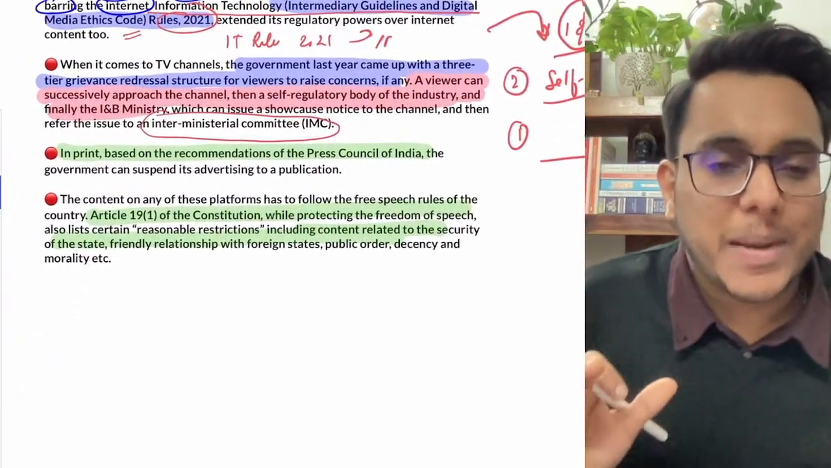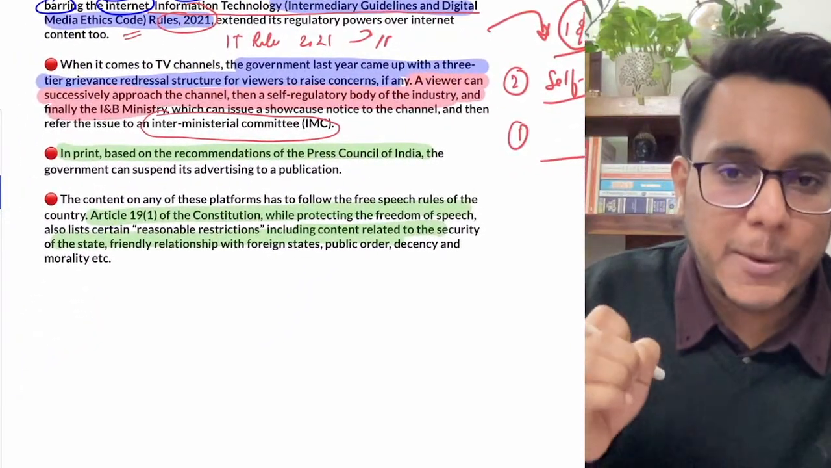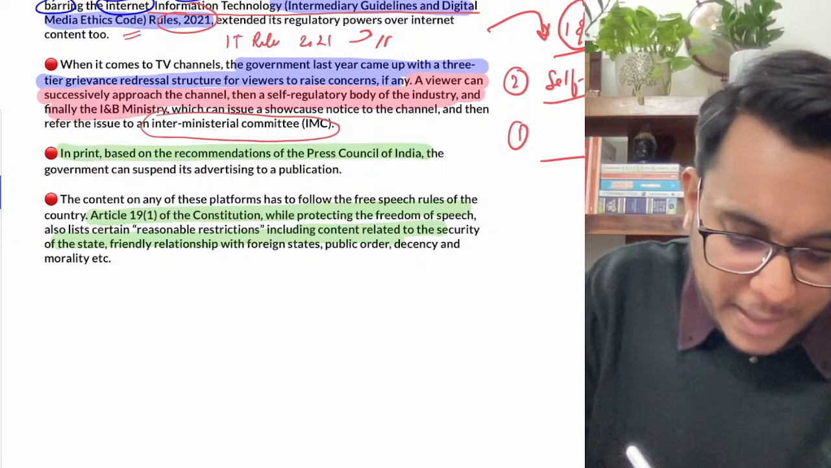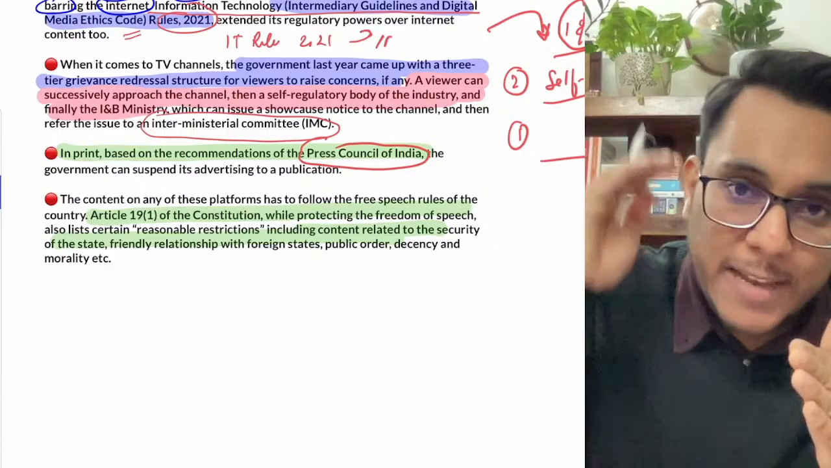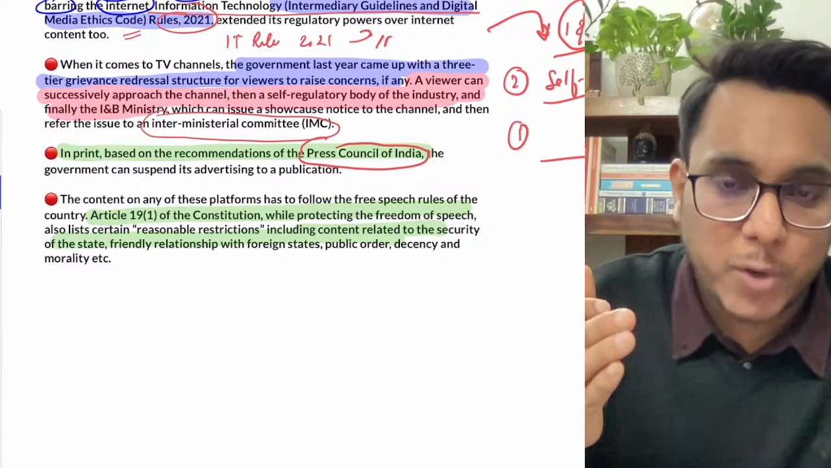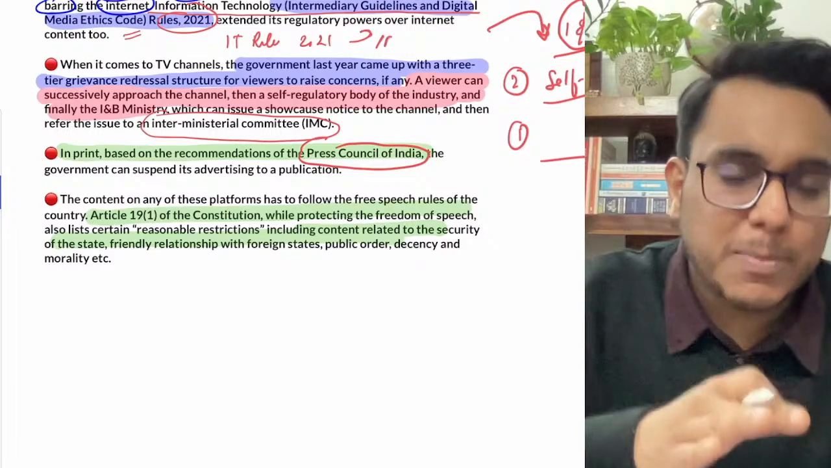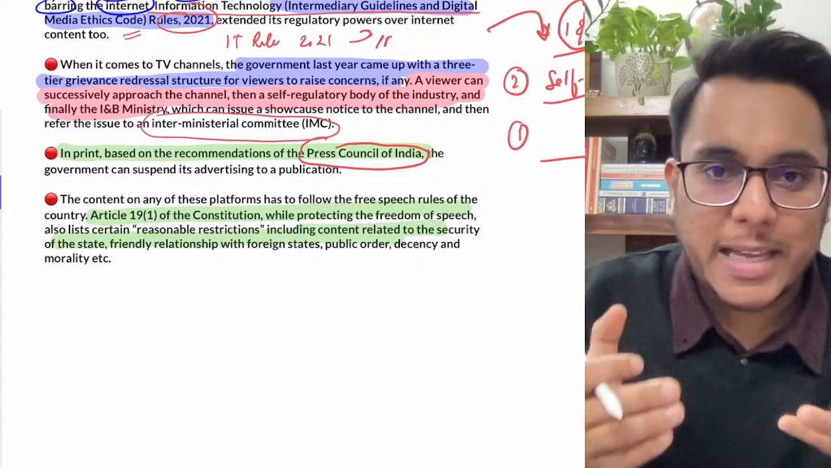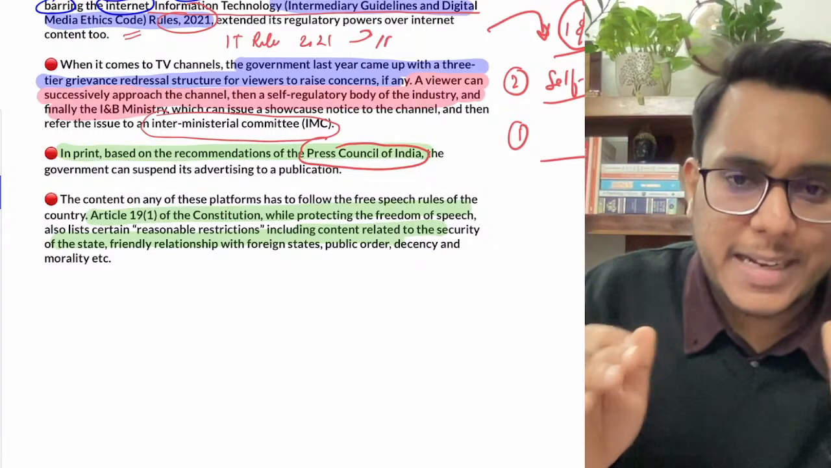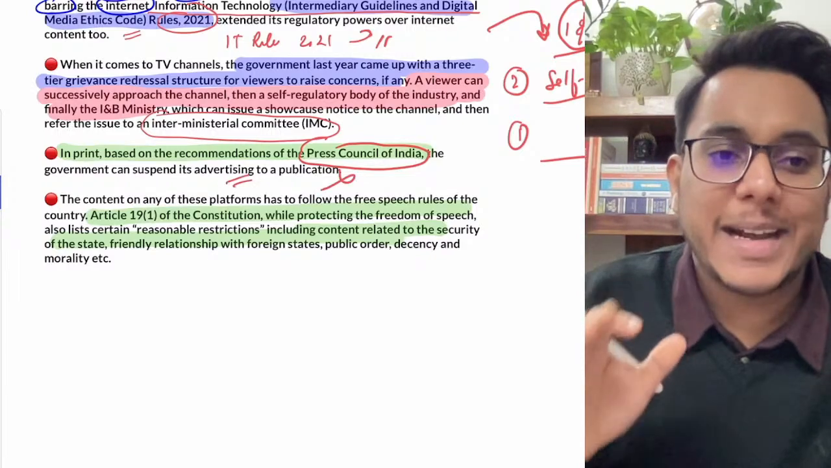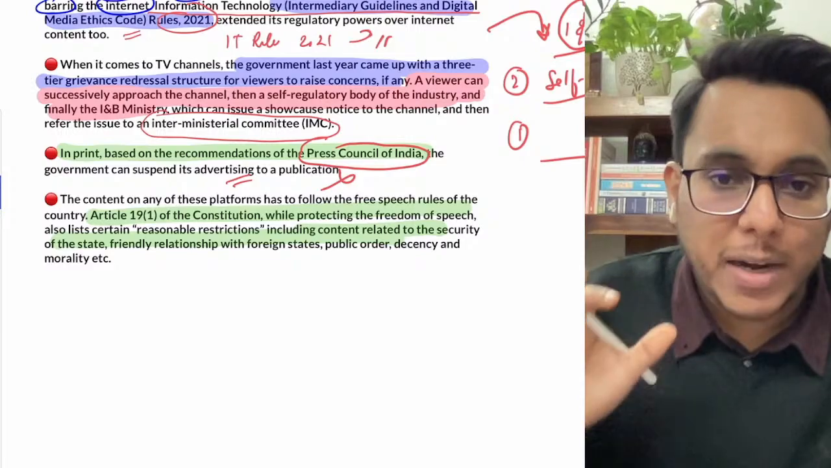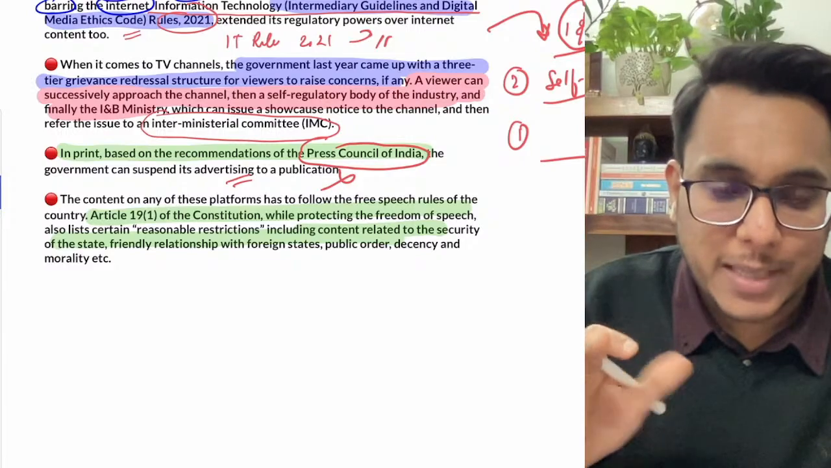Now, guys, in the print media, the physical newspaper, the recommendation of the Press Council of India will prevail. So if the Press Council of India gives the direction or advice to the Information and Broadcasting Ministry that this particular newspaper is spreading wrong information, then it can also be suspended. Is it clear? So the Ministry of I&B has a lot of power in this regard. You need to understand this.